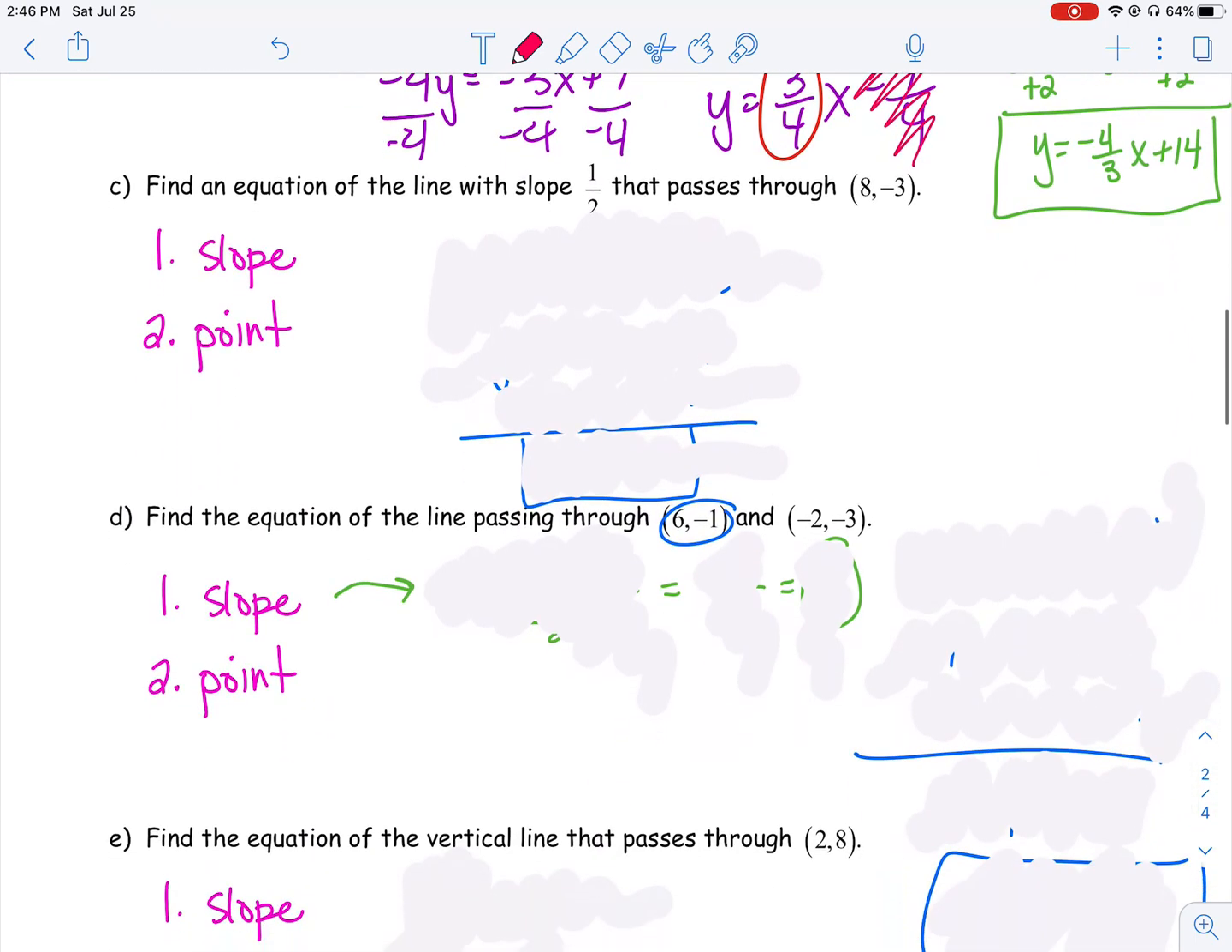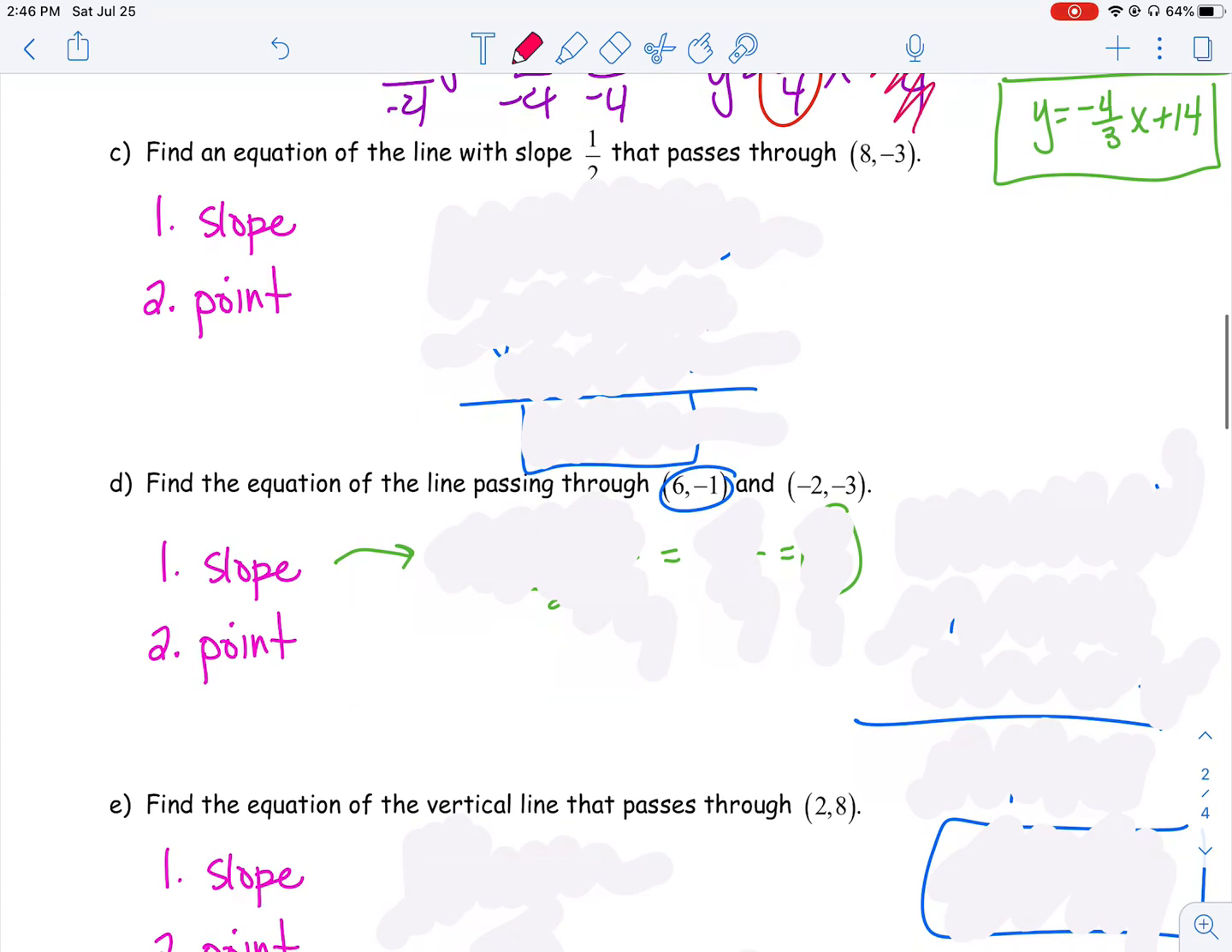All right, I want to do a couple more with you here. On C, it asks us to find the equation of a line with a slope of 1/2 that passes through the point 8, -3. Remember, there's two things I need for an equation of a line: a slope and a point. Well, it gave us both of those already, right? It gave us a slope of 1/2. We didn't have to do any work this time. And the point, 8, -3.